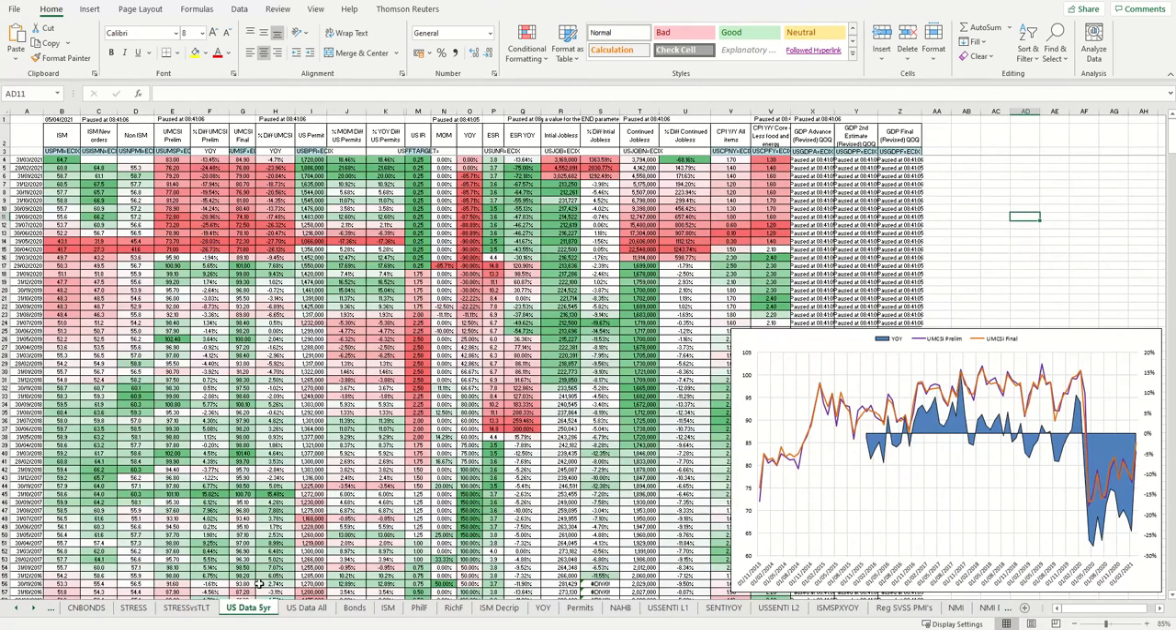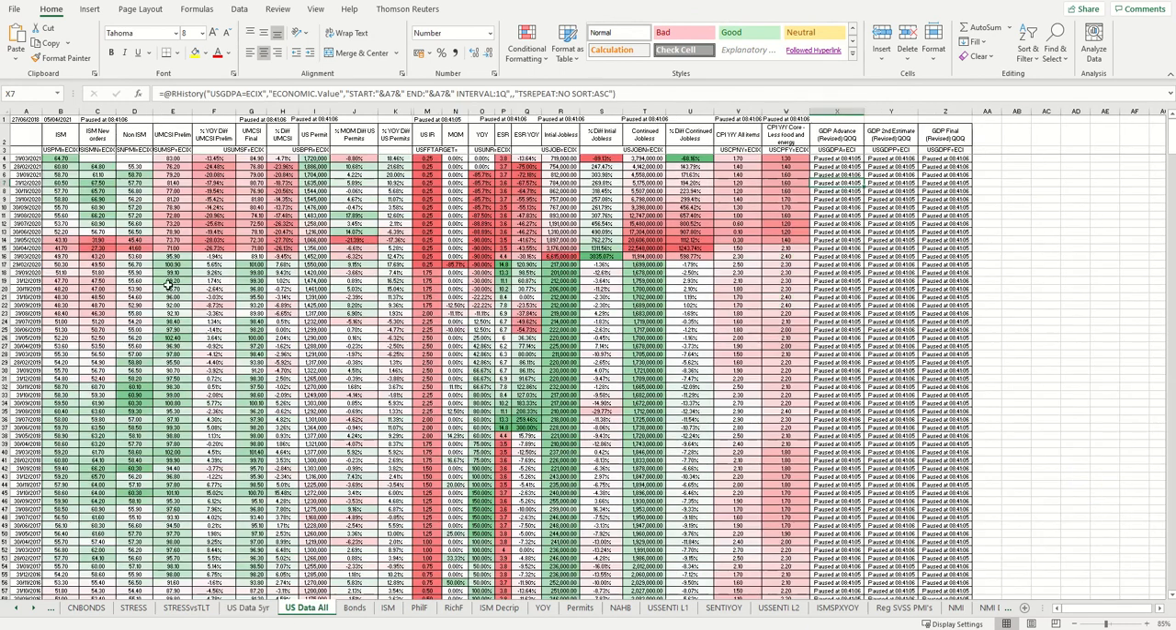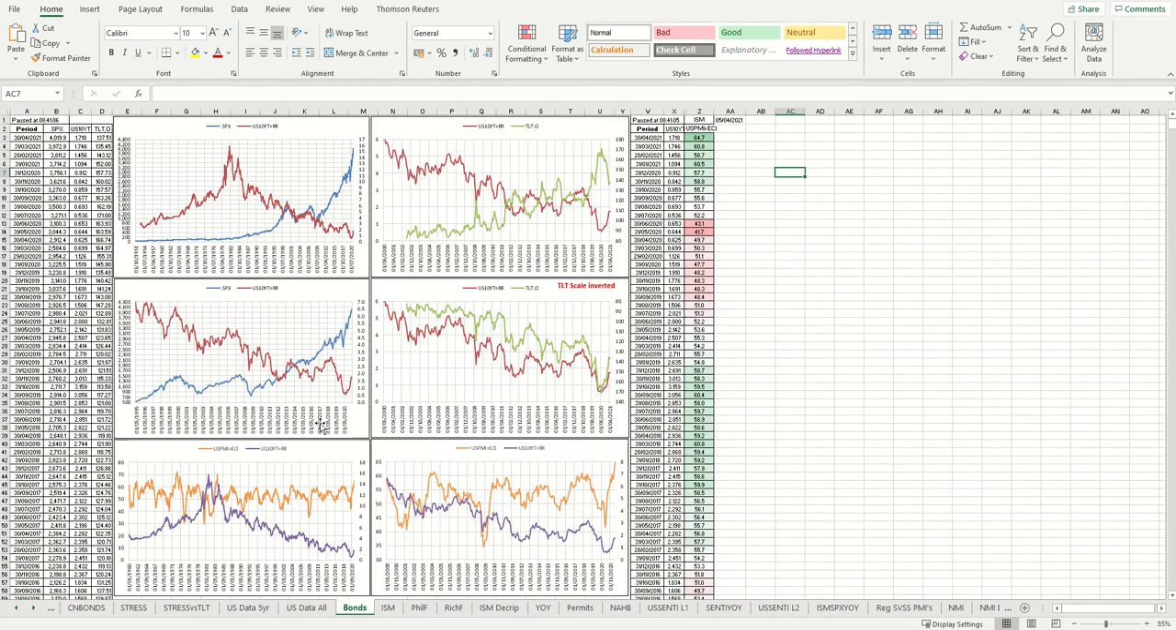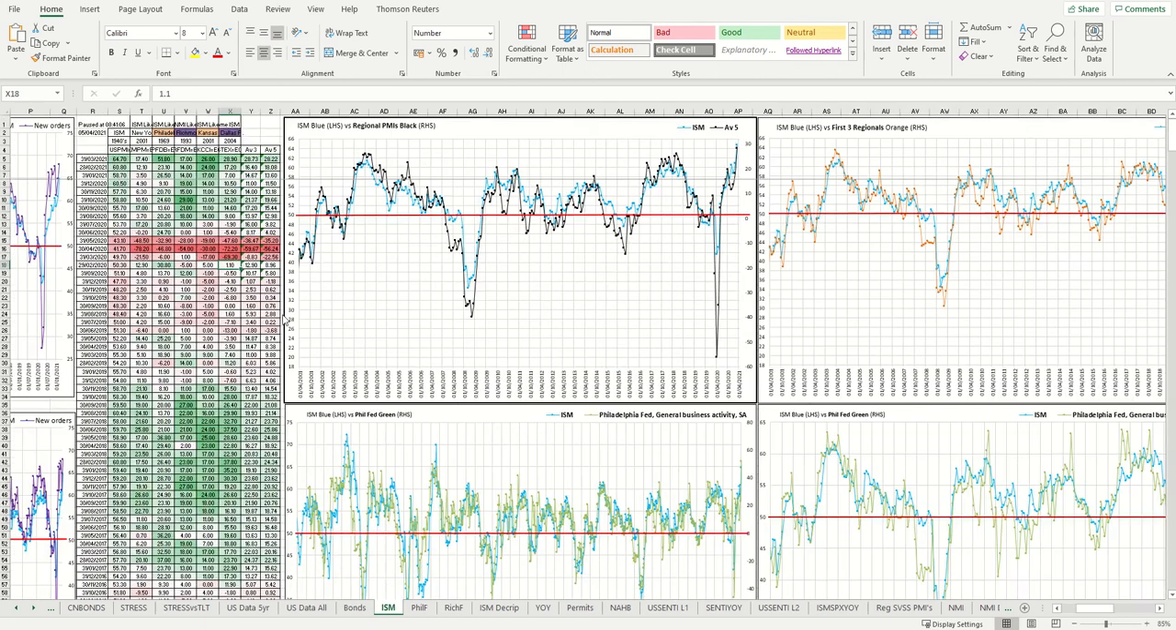Moving along, we've got the main indicators for the United States, but for the last 5 years, so you can get a good heat map. And then you've got overall for the all-time US data there as well. We've got bonds, so we're comparing the S&P to the 10-year and then the TLT and spotting a relationship there of risk on and risk off. Here we have the ISM and all the regional PMIs and how they measure up over time.